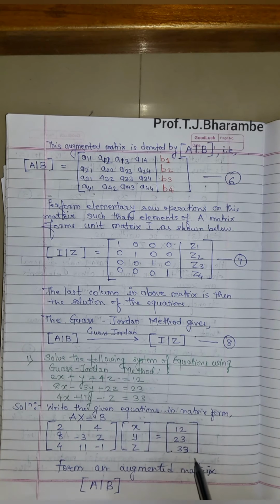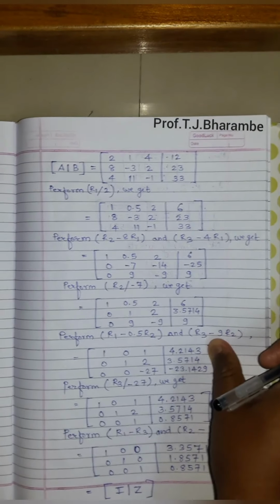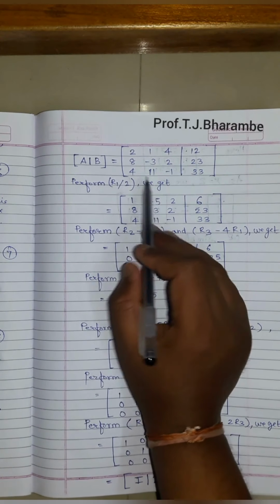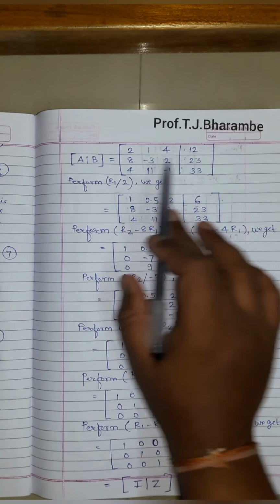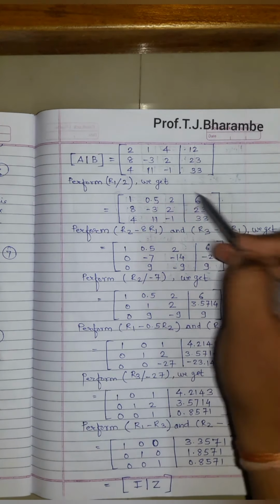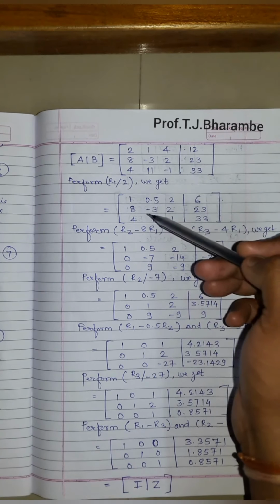Now the next step is to form an augmented matrix, A augmented B. We have to add this column to the matrix A. See here, it can be written as A augmented B: this is matrix A and here we have written matrix B. Now we have to convert matrix A into the identity matrix.